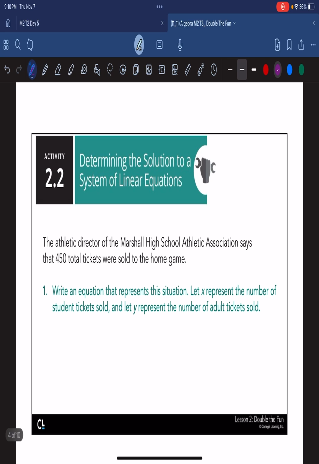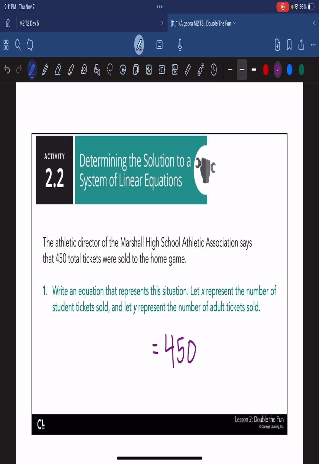In activity 2.2, we're going to determine the solution to a system of linear equations. So we're adding on to the story that we've already been talking about. It says the athletic director of the Marshall High School Athletic Association says that 450 total tickets were sold to the home game. Number 1, they want us to write an equation that represents this situation. Let x represent the number of student tickets sold and let y represent the number of adult tickets sold. So, I do not know how many student or adult tickets were sold. I do know that altogether 450 tickets were sold.